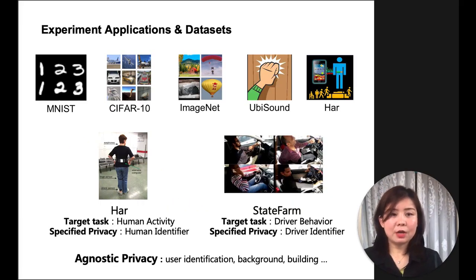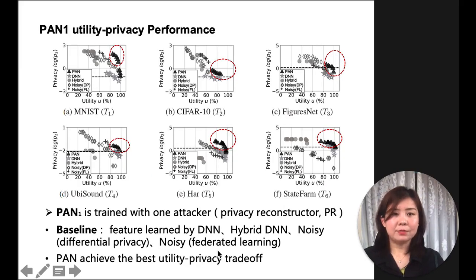Using digit recognition, image classification, sound sensing, human activity prediction, and driver behavior recognition, we evaluate the performance of PAN. And we train two types of PAN. PAN 1 is trained with one attacker, and PAN 2 is trained with two attackers. And we compare the PAN's performance with the other four baselines.